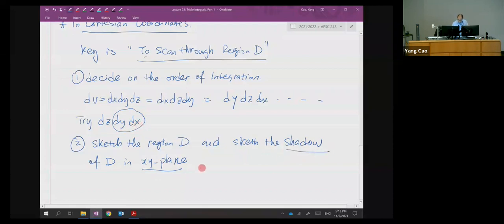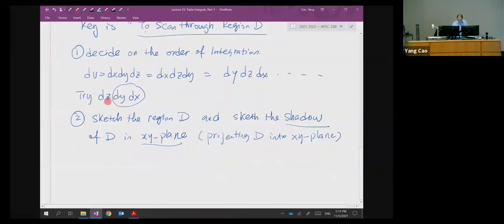Shadow basically means you're projecting D into the XY plane. You just look down, like a top view. You look at it from above, and what does this region D look like? That view gives you this shadow.